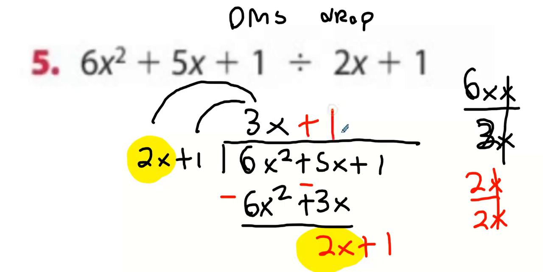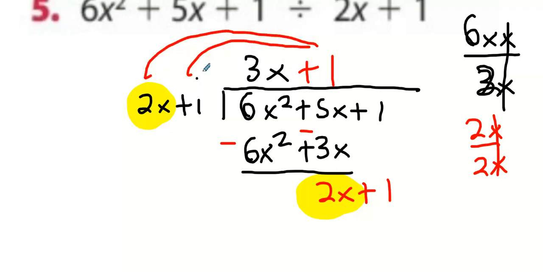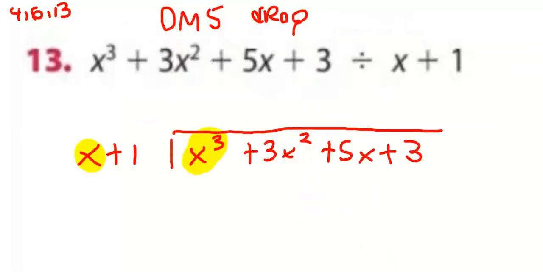We got 3x plus 1 on the top. Yeah. Okay. And did you do the last part? You multiply it out again, don't you? You multiply the 1 by the 2x plus 1, like so. And what do you get? Then you take it away, and you have to get no remainder, don't you? You cool? Okay.